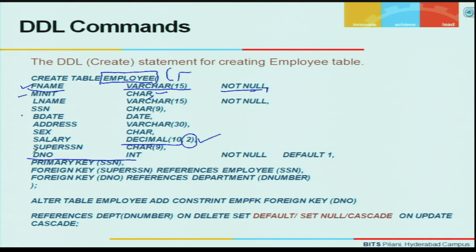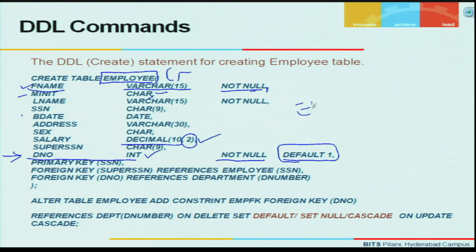Then the fractional portion of the value. Then if you carefully observe, there is an attribute called DNO, which is of type integer and which cannot take null, and at the same time I have also associated a default value for that attribute. That means we have understood the meaning of this default value.